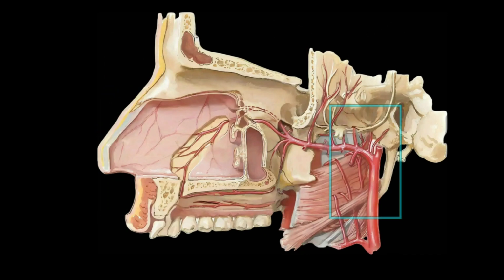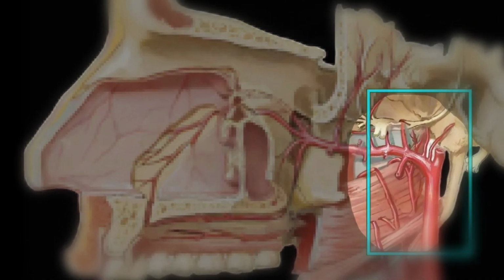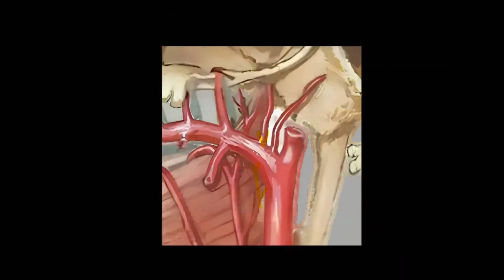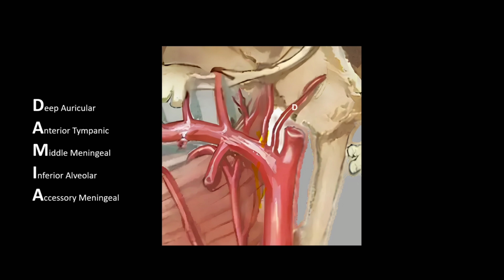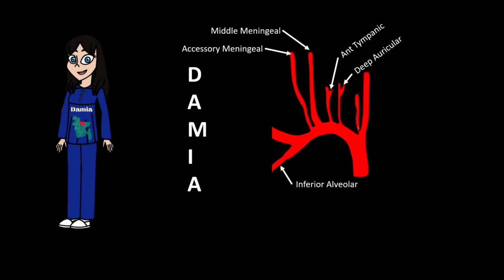Now we are seeing the first division in the anatomic model. Now let's zoom into that area and see the branches. Can you recollect the branches? We have the deep auricular, anterior tympanic, middle meningeal, inferior alveolar, accessory meningeal. So you have to remember Damia, and the first part is in your mind. Now, let's look into the second part of the maxillary artery.